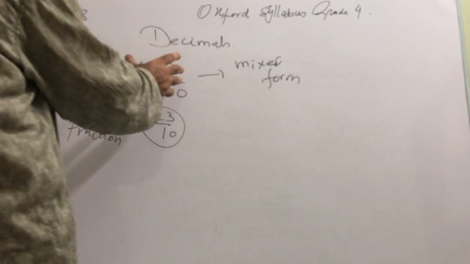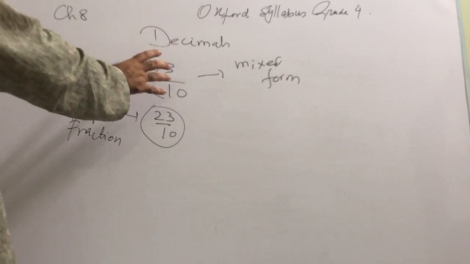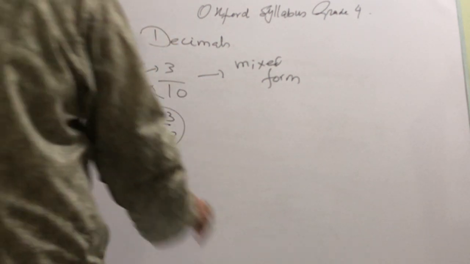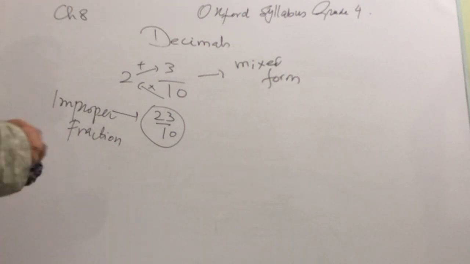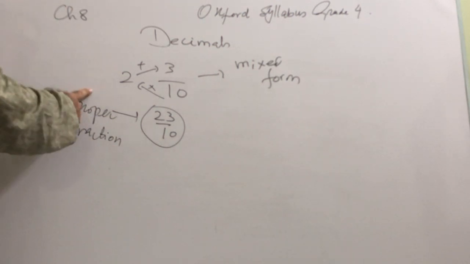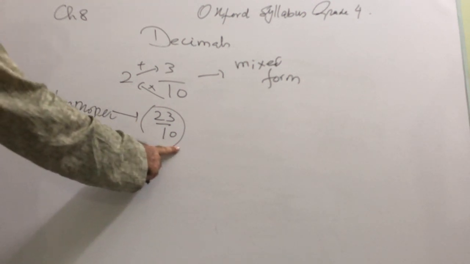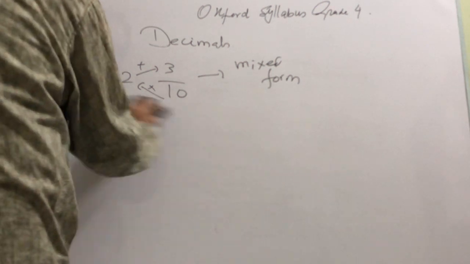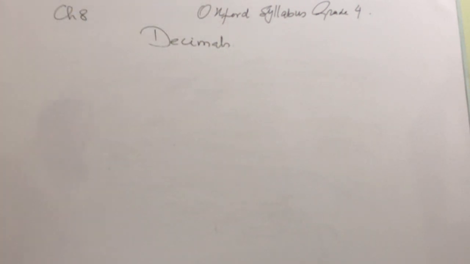So from the mixed form, we need to convert it first into improper fractions. Then we can divide this with the 10 and we can get the answer in decimals. So please correct it. I was just repeating it as a simple form. This is improper fraction. So the mixed number form will be converted first into improper fraction form, and then after dividing we'll be getting the answer in decimal form.